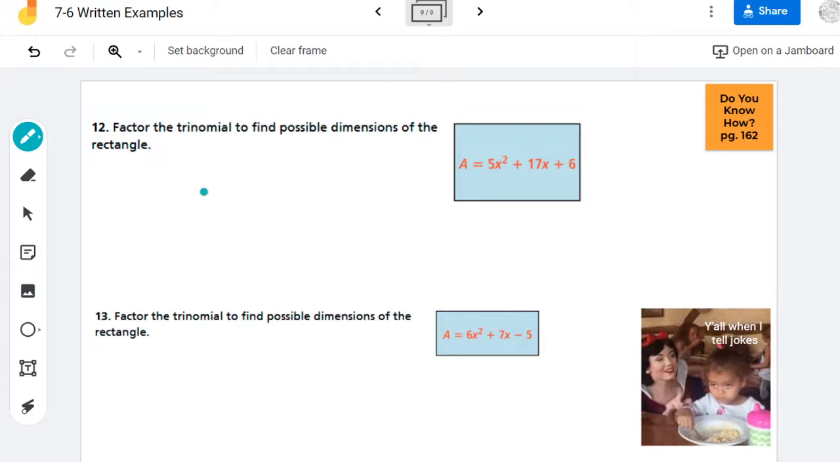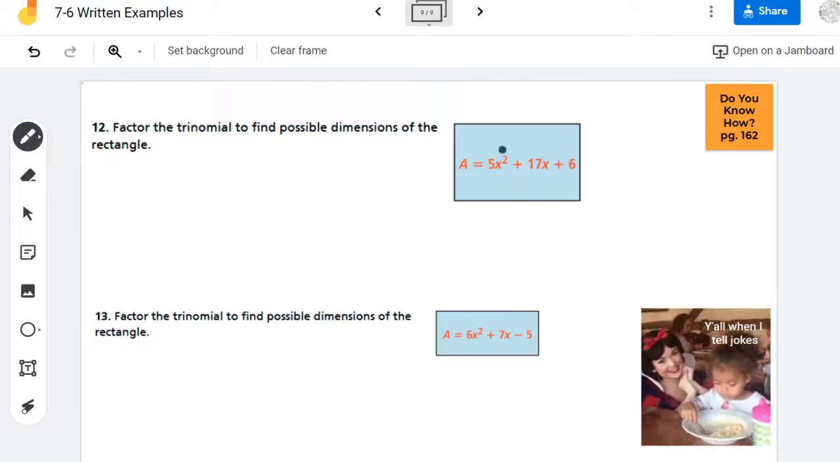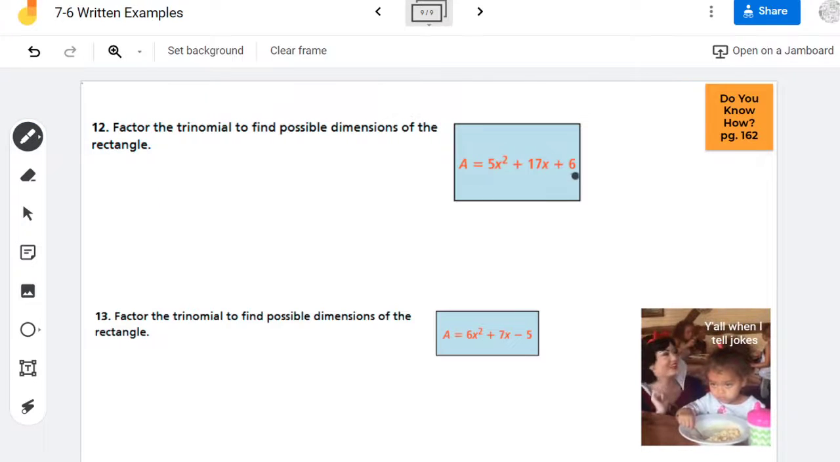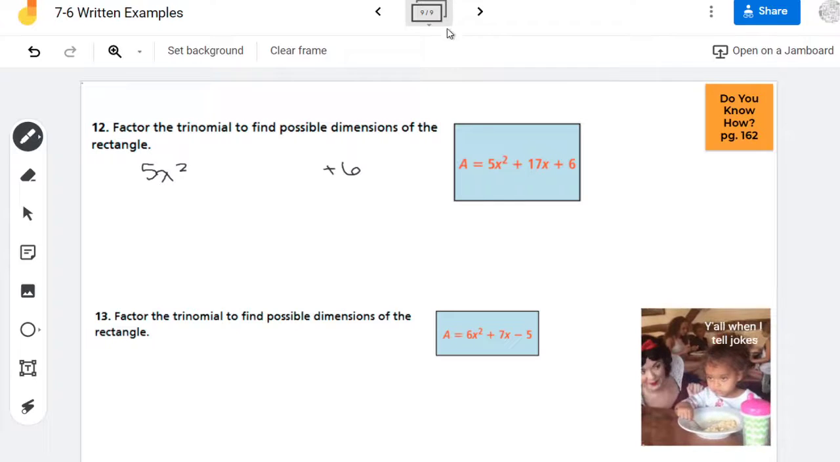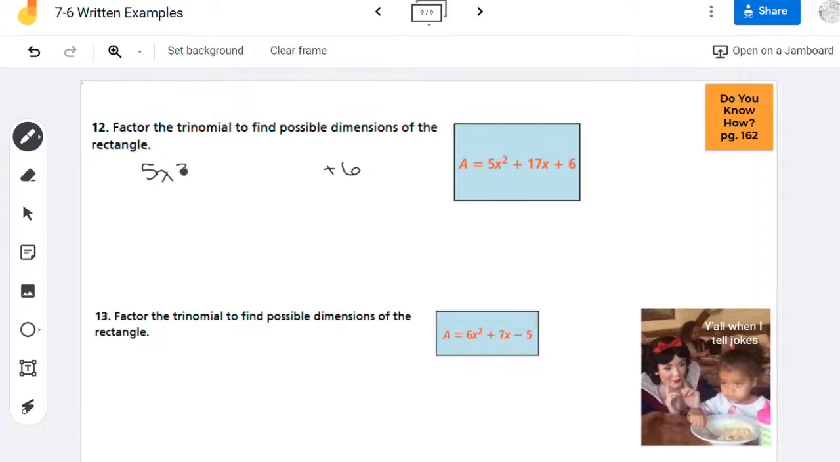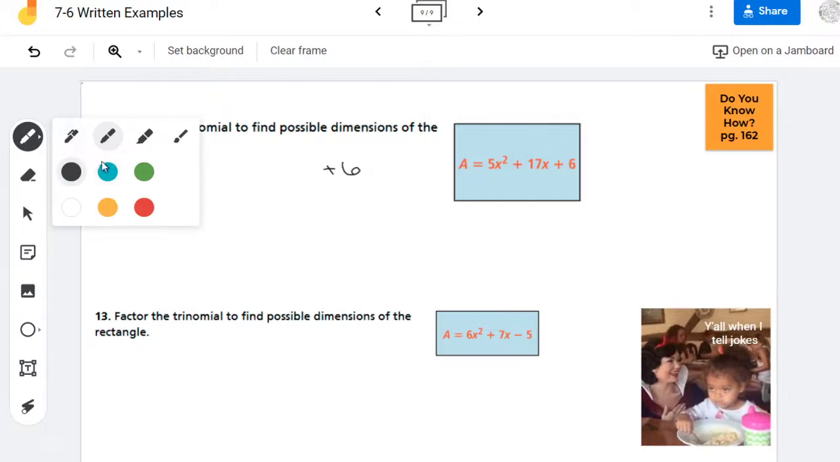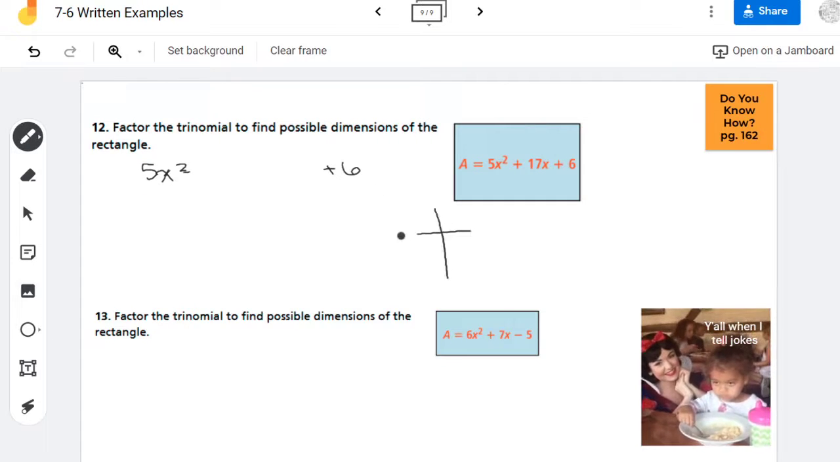All right, and here are our last two problems, 12 and 13. What they want us to do is factor the trinomial to find some possible dimensions of the rectangle. So here on 12, we have an expression that has a number in front of x squared that's not 1. So I'm going to actually factor this by grouping. So what I'll be doing is breaking up that 17x into two terms so I could group them. So right now I'm setting up my little table.